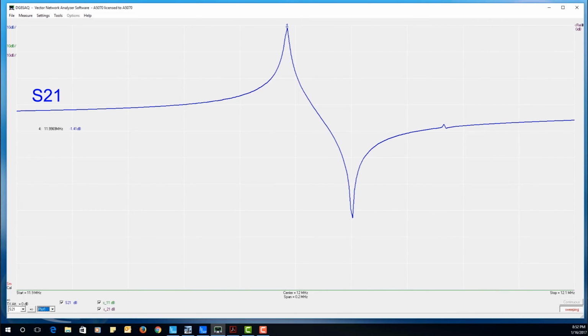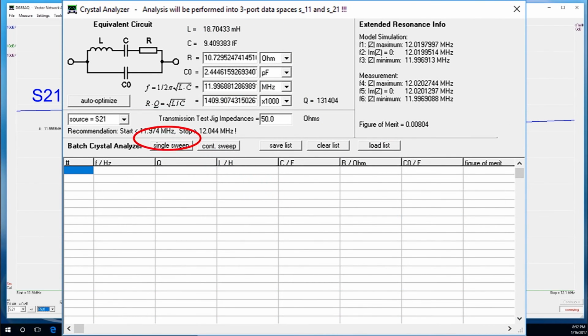The scan shows the transfer parameter S21, which has two sharp peaks. The one on the left is at 11.997 megahertz, and the one on the right is at 12.020 megahertz. We can now select the Crystal Analyzer tool in the software, and a new window opens. When the Auto Optimize button is clicked, the analyzer computes the values of the components in the equivalent circuit diagram.